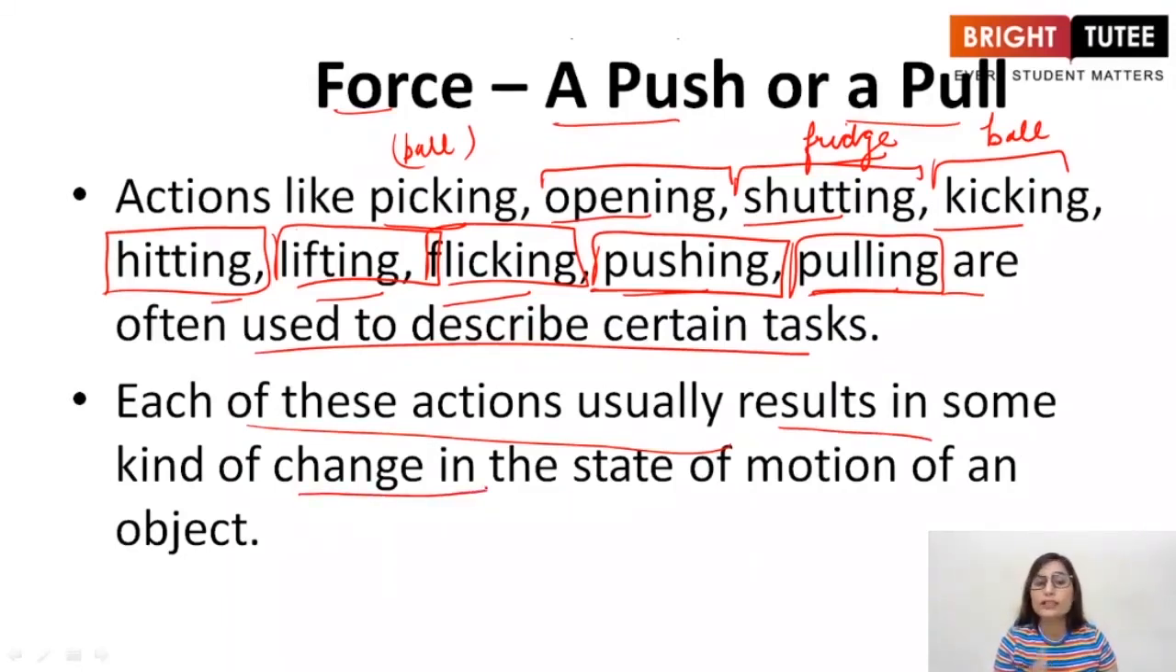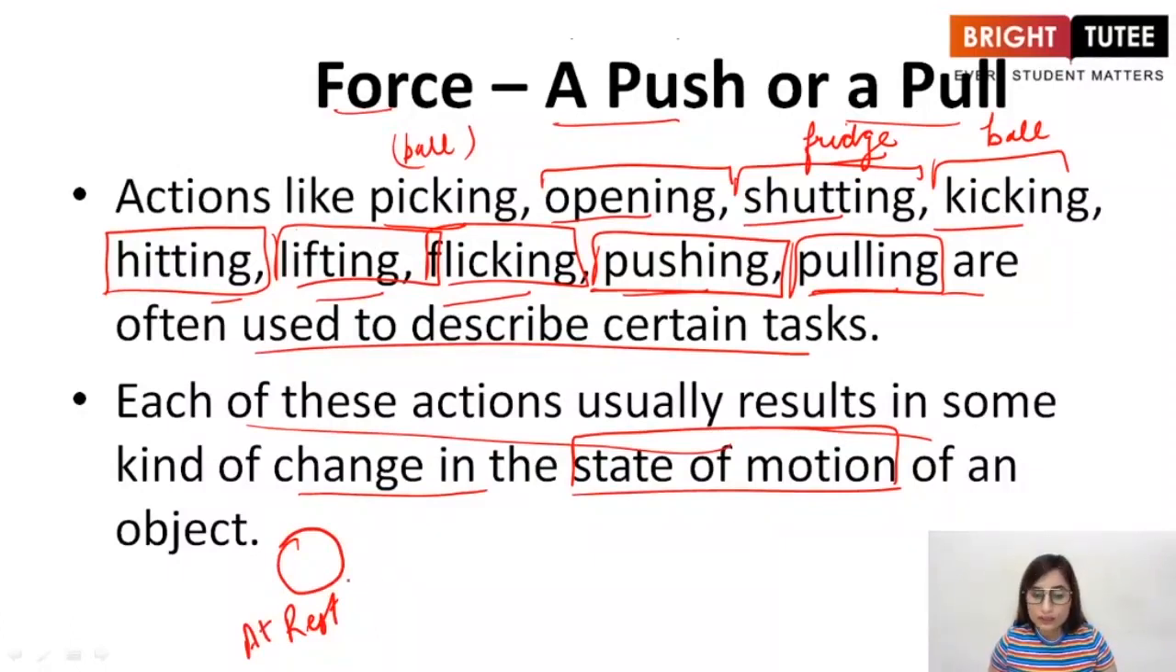What is the state of motion now? Basically, if an object is moving, then that is its state of motion. If you are trying to stop that object, you are trying to change its state of motion. Now consider a football. It is kept here. It is at rest.